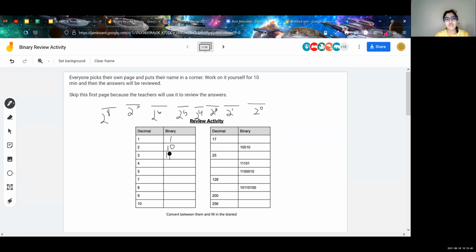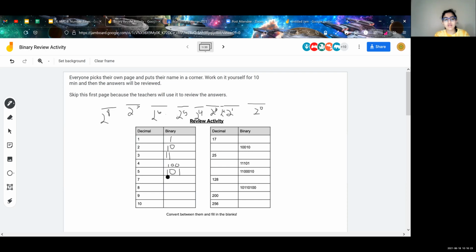Then for 4, the greatest power of 2 that fits into that is 2 to the power of 2. And then 4 minus 2 to the power of 2 is just equal to 0. So we have zeros for the other digits after that. And then for 5, the greatest power again that fits into it is 2 to the power of 2. So you put a 1, and then since there's 1 left after you subtract 4 from 5, you have 0 and then 1 again, because 2 to the power of 0 is 1.